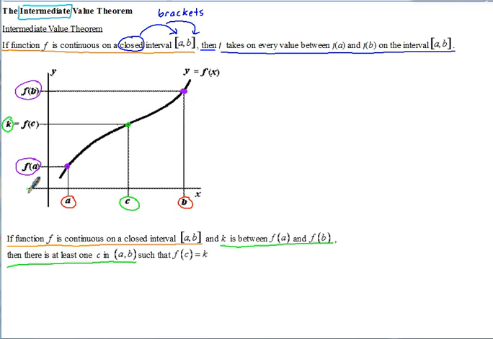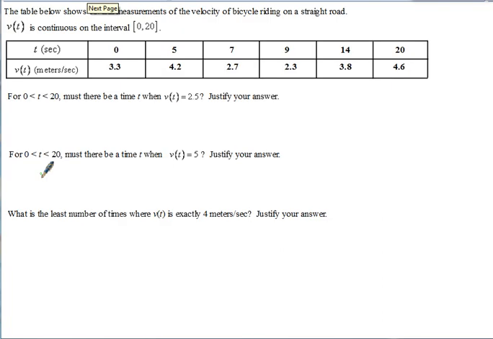So let's see how this looks in some example problems. A lot of times these problems will be in tables of values. This one says the table below shows several measurements of the velocity of a bicycle riding on a straight road. V of t is continuous on the interval 0 to 20. So for our whole table, it's continuous. If it didn't tell you that, then we could not apply the intermediate value theorem at all. But since it does, we can.